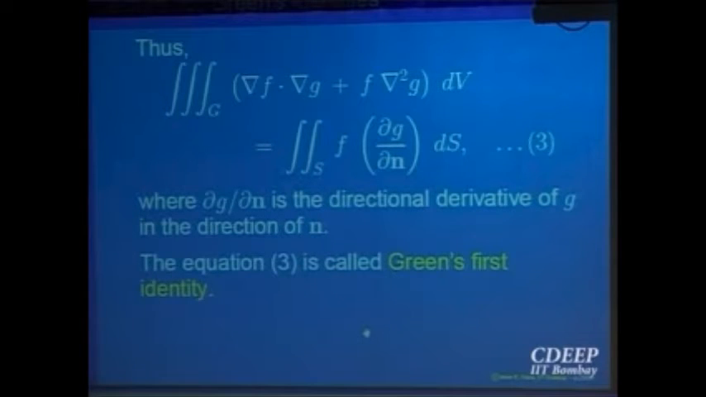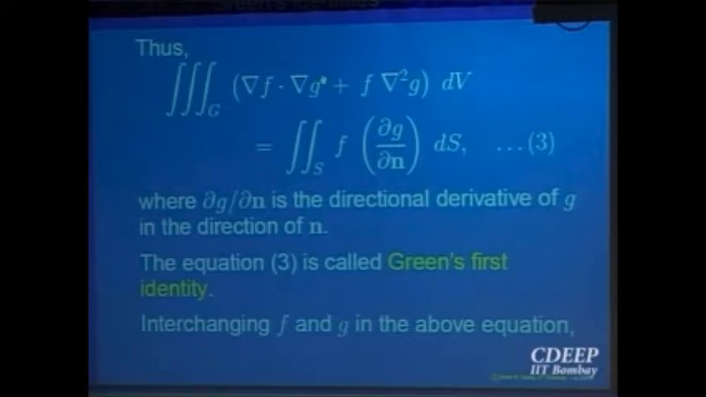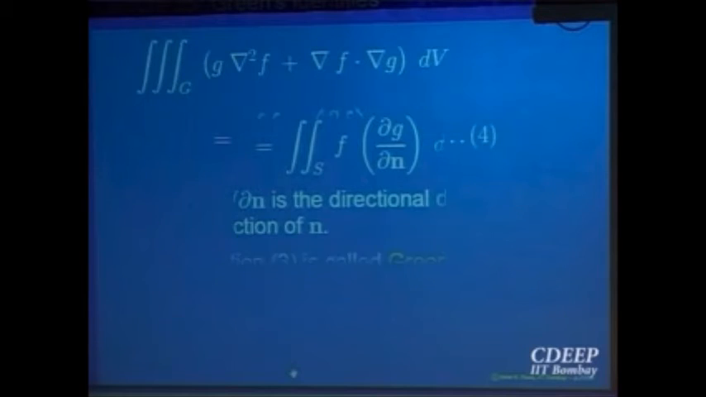Let us do some more like we did for Green's theorem. Let us interchange f and g in this equation. They were arbitrary vector fields. So this will remain as it is, only this will become g times del square of f, and here will be g times directional derivative of f with respect to n. And if I subtract those two, then this term will vanish because this is common in both the integrals.